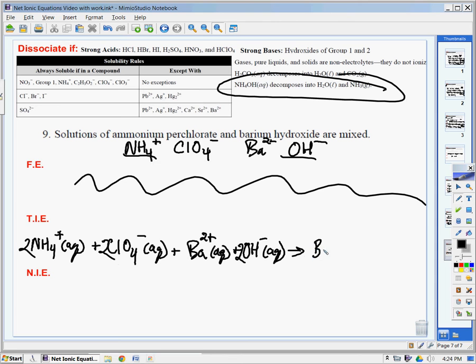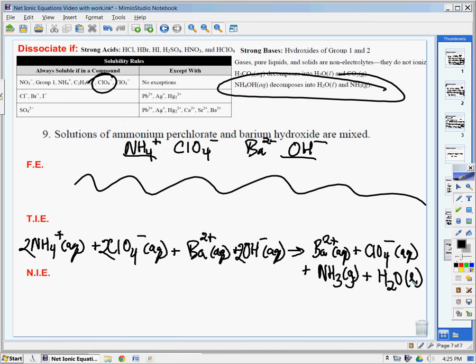So that's going to form barium, which is aqueous, and perchlorate. Perchlorate's going to always be soluble. So ClO4. That's actually why when rocket fuel gets into the groundwater, there's not much way of getting rid of it. All right, ammonium hydroxide is going to split apart as soon as it's formed into ammonia, which is a gas, and water, which is a liquid. That's actually the driving force of this equation.